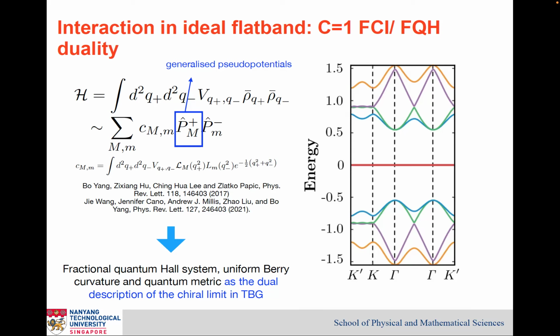Okay, yeah, any questions on the Dresden side? Yeah. Thanks for the talk. Do these results for the similarities between the fractional quantum Hall effect and the chiral limit in TBG generalize to other chiral situations in multi-layer graphene systems or for other magic angles?